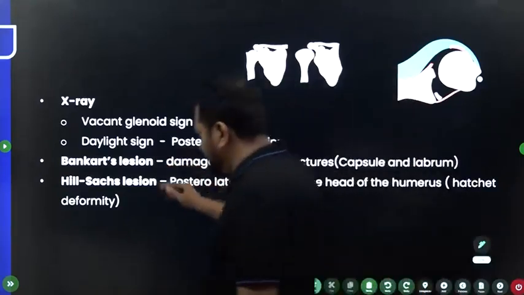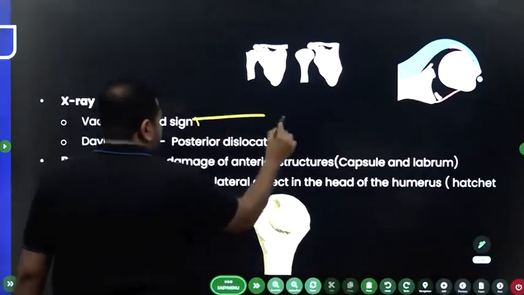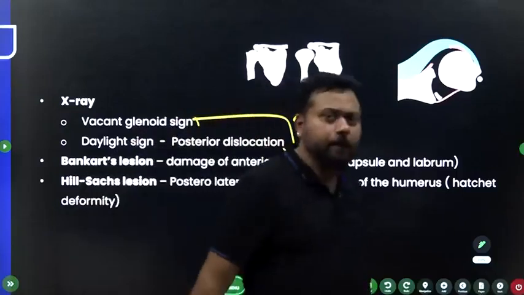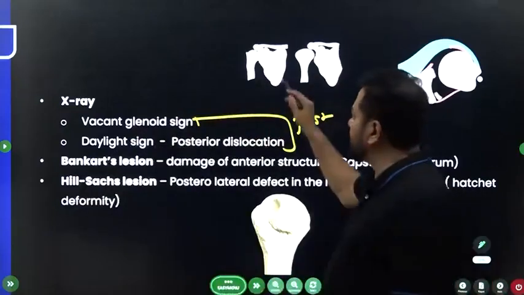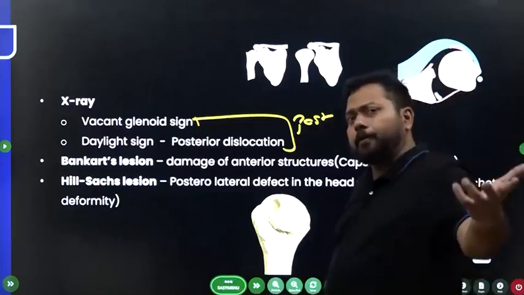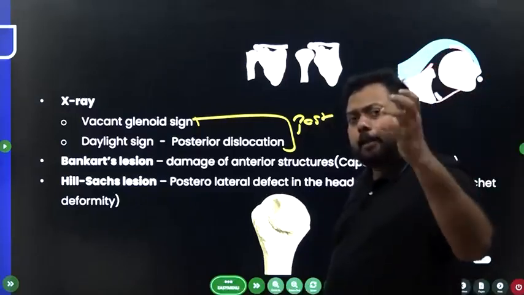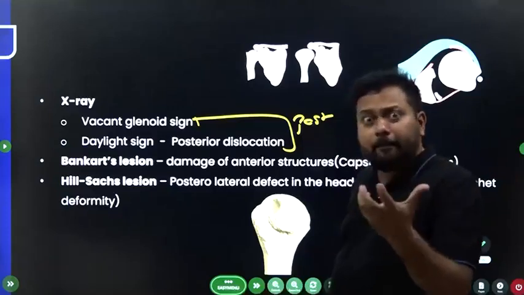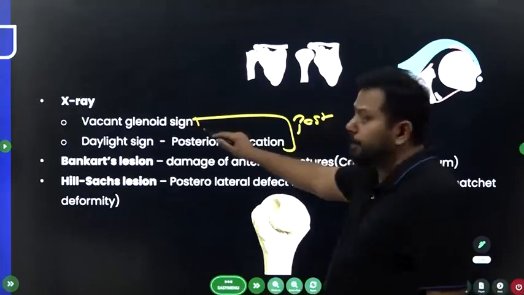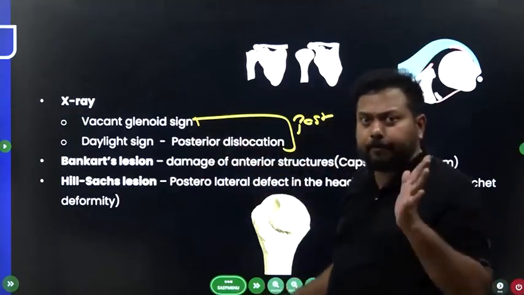Coming to X-ray, when you take an X-ray, classical named X-ray signs are there only for posterior shoulder dislocation. 2 signs I had written here. Both the signs are only for posterior shoulder dislocation. There is no named sign for anterior shoulder dislocation. If it is a posterior shoulder dislocation, what you can see, the head of humerus just slipped out of the socket, glenoid cavity, and the glenoid cavity is seen empty. Very clear rim of glenoid cavity is seen, and that is called a vacant glenoid sign or empty glenoid sign.